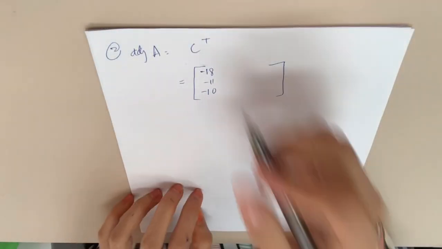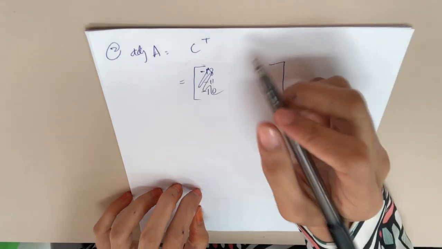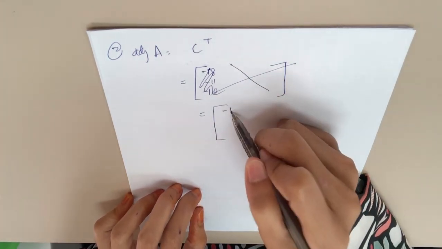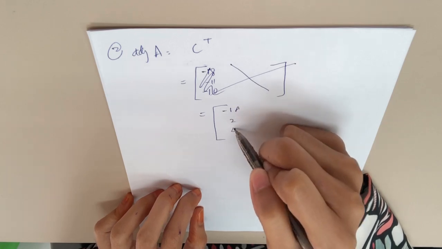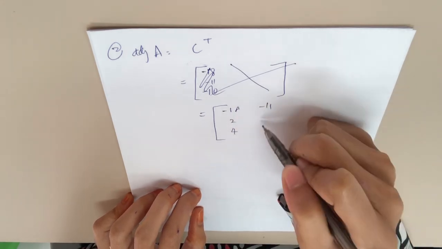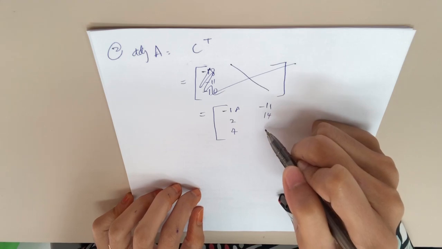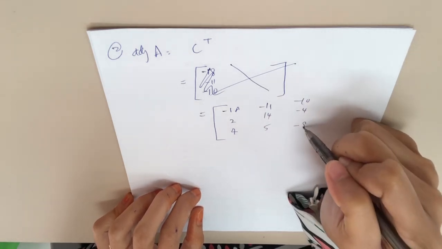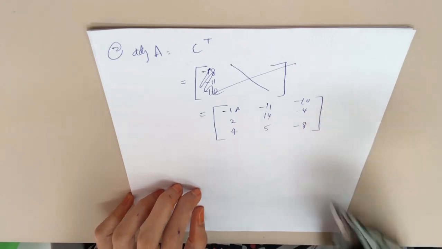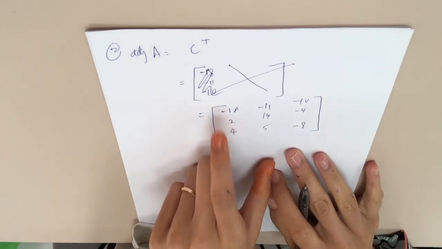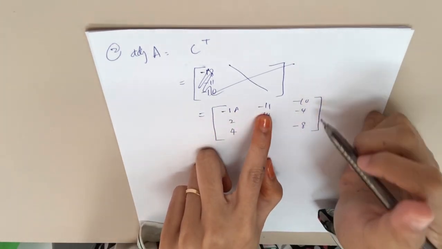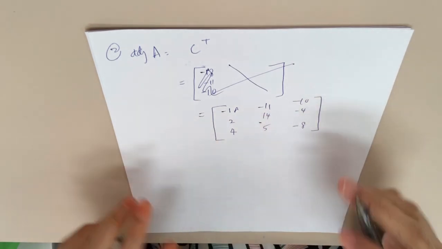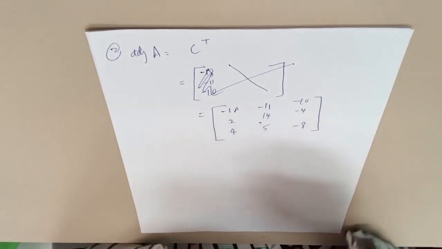So now when we transpose it, it will become -18, 2, 4, -11, 14 and 5, -10, -4 and also -8. This one is the correct one: -18, -11, -10, 2, 14, -4, 4, 5, -8. So this is your adjoint.